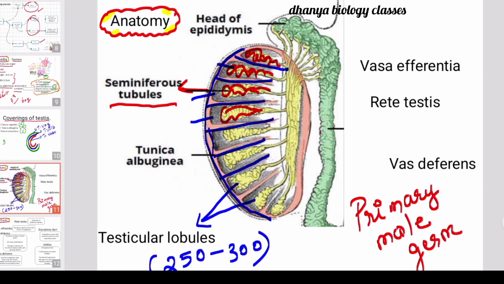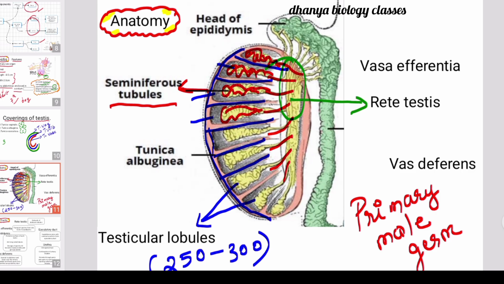And see, the seminiferous tubules open into a network of delicate tubules, and this network is called the rete testis. Okay. So seminiferous tubules open into a network of delicate tubules called the rete testis.